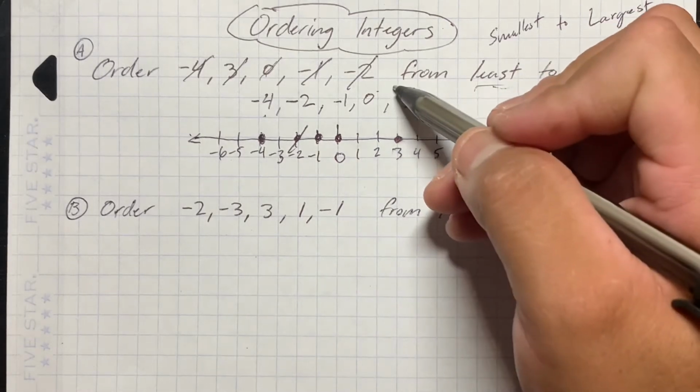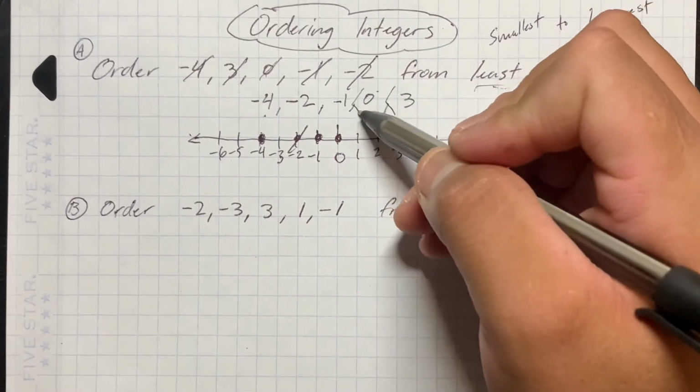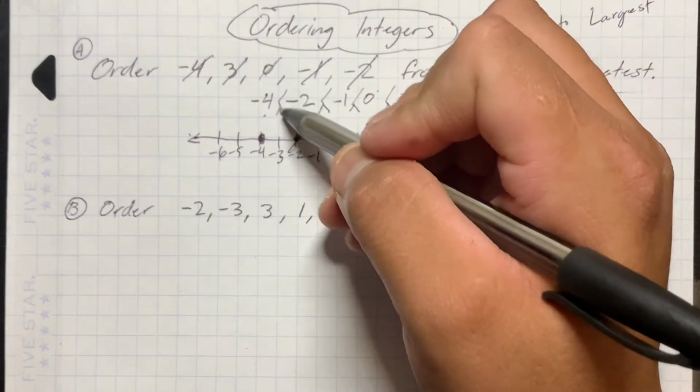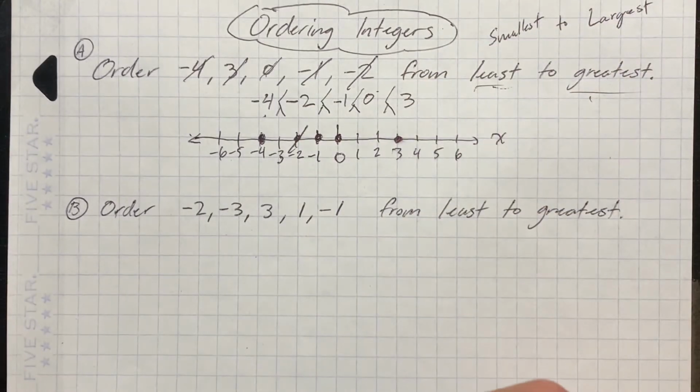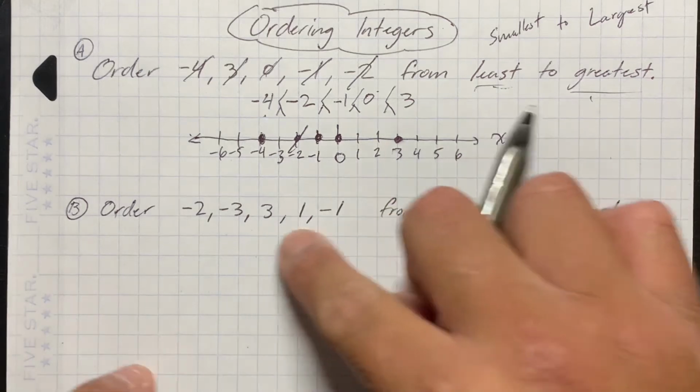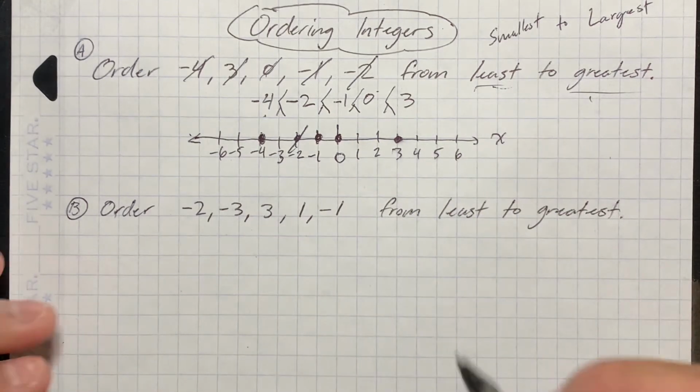Now, if we had these mouths open up, this is what it would look like. All right. So there you go. And we do the same thing down here. We're going to go ahead and graph these on a number line.